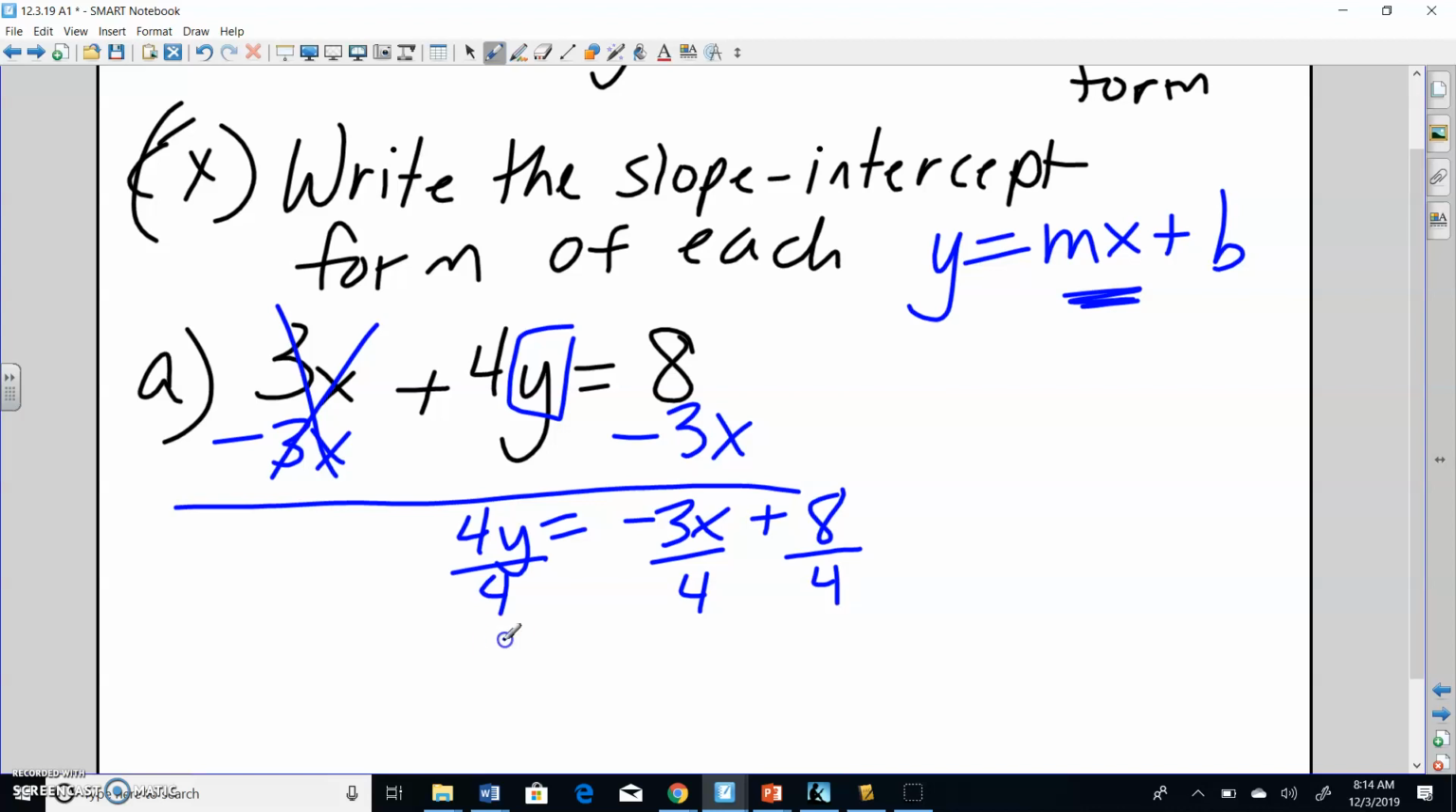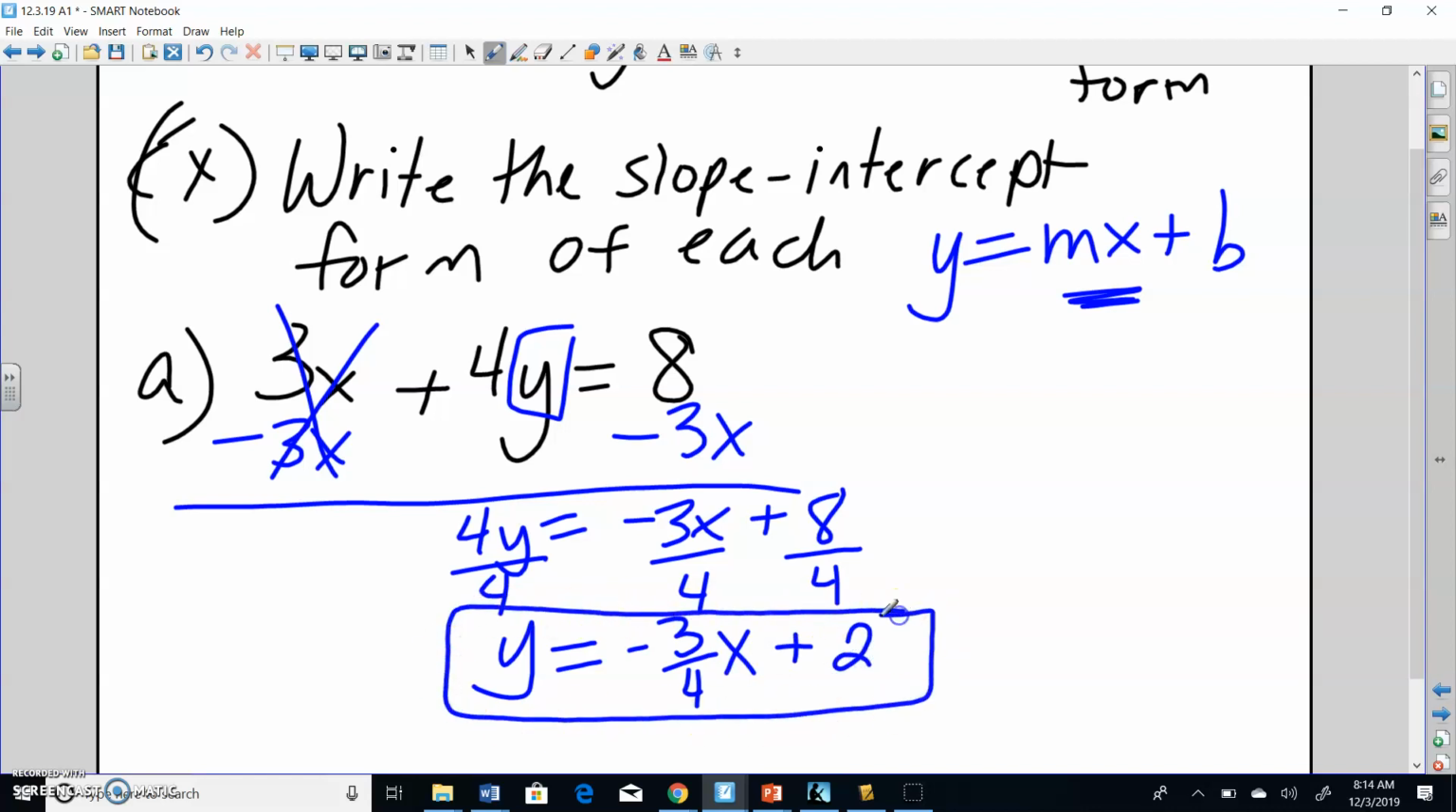Okay, so this gives us y equals a negative 3/4 x. Make sure x is to the side, not on the bottom anyway. And then 8 over 4 is 2. So we have written it in slope-intercept form. We're not going to graph today. We're just working it to this form, the y equals mx plus b form. Just working it to get to there.